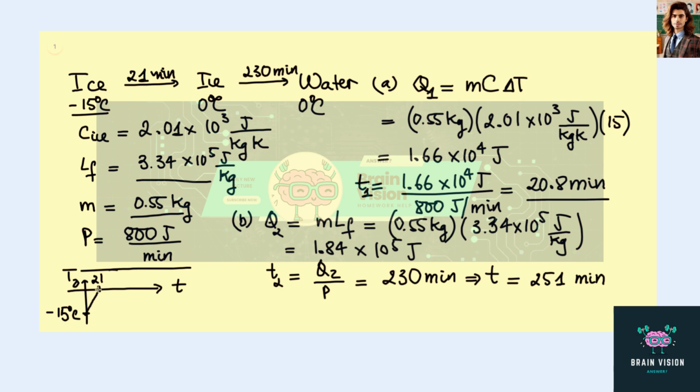And this is 21. And then it will take another 230 minutes to melt the ice, during which the temperature of the ice doesn't change. So the temperature will be a straight line from 21 to 251. And then after the ice is completely melted, the temperature will start to increase above 0. So the temperature graph against time will look something like that.